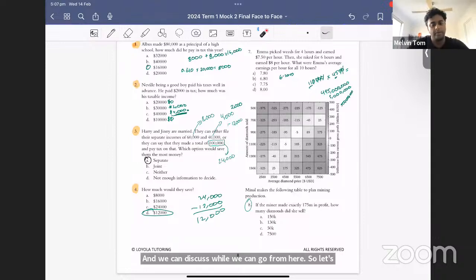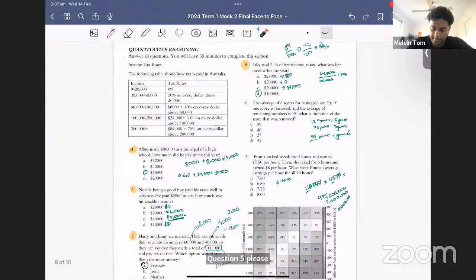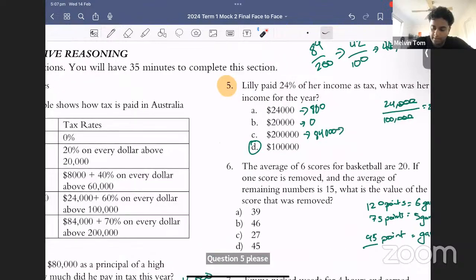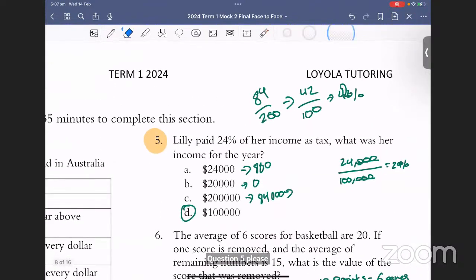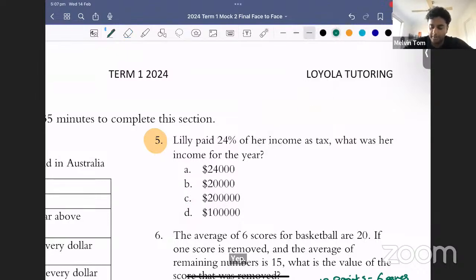So Chanupa, you have question 8 and 5. Which one would you like to do first? Question 5, please. Awesome. This one here? Yep. All right. So in this, it says Lily paid 24% of her income as tax. What was her income for the year?